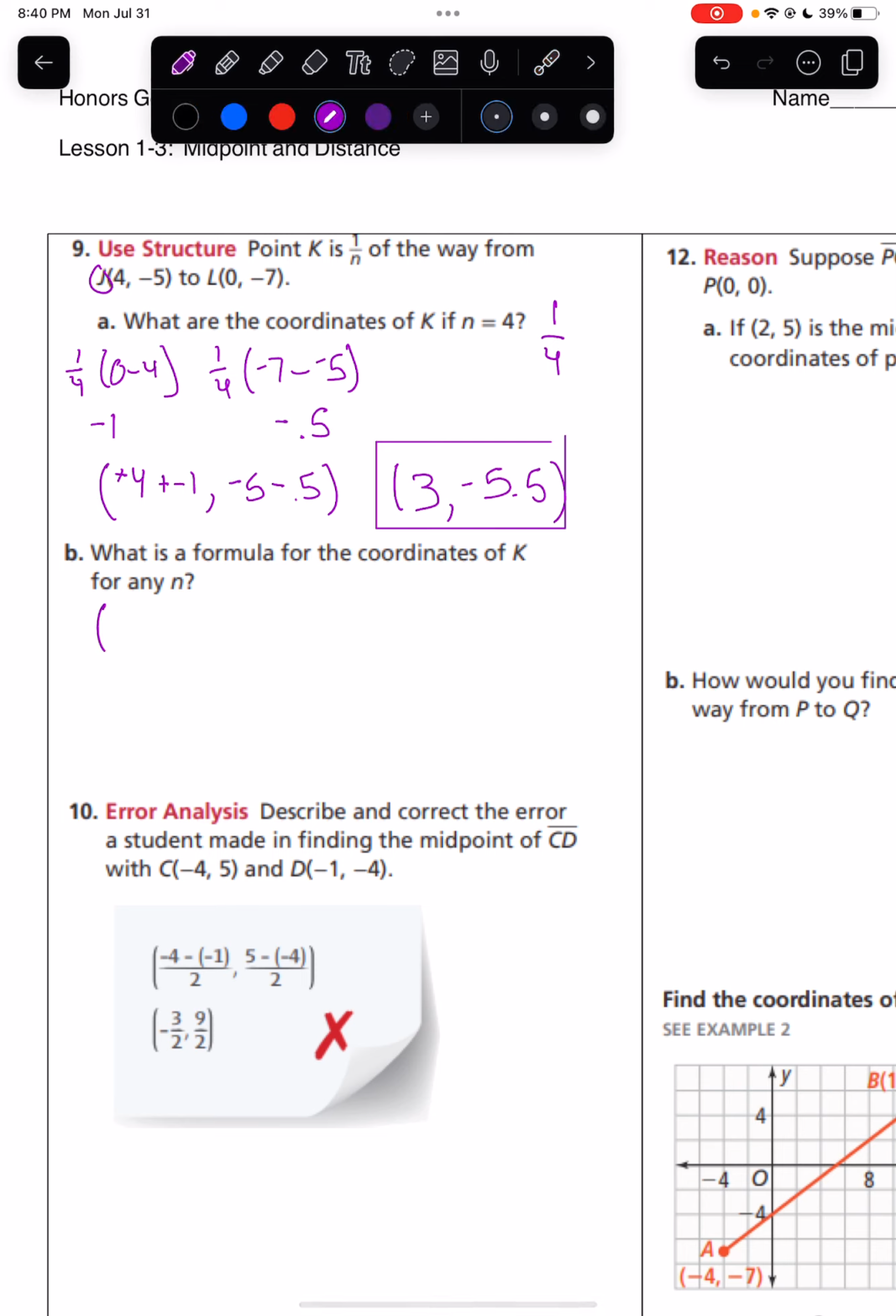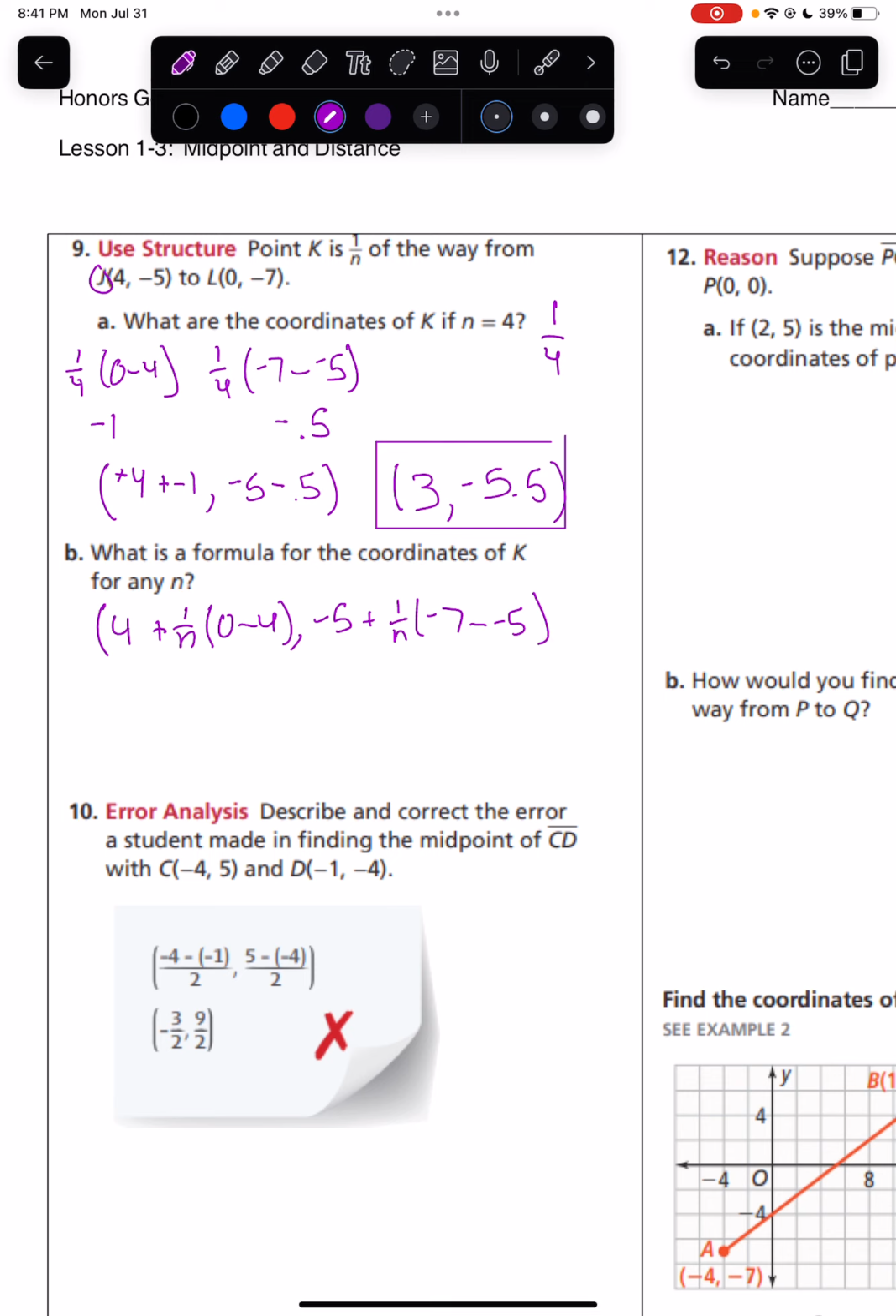We can say we start with the x coordinate of J, which is 4, plus that fraction, right? Because we added 1/4 of x2 minus x1. So we're going to write plus 1 over n, whatever fraction that would be, of x2 minus x1, which is 0 minus 4. And then for the y coordinate, we're going to do the same thing. We'll take the y coordinate of J, -5, plus, and then we'll take the difference of the y coordinates. So 1 over n times -7 minus -5.